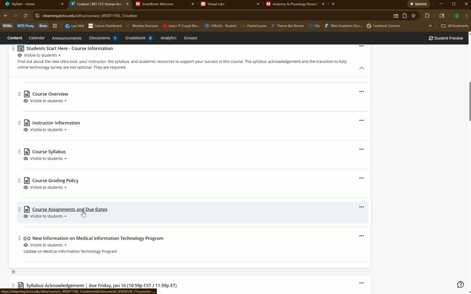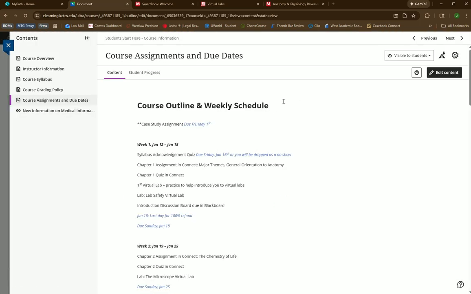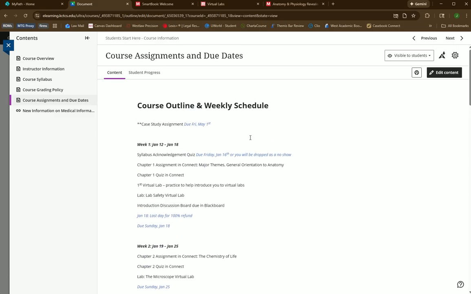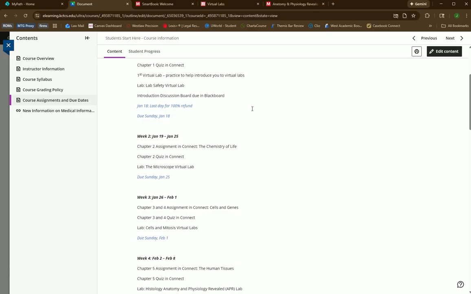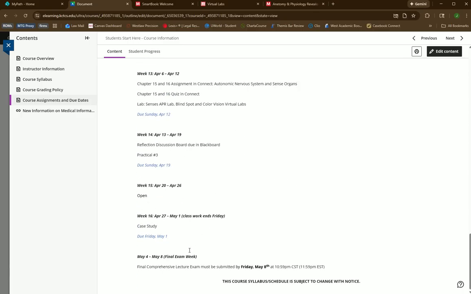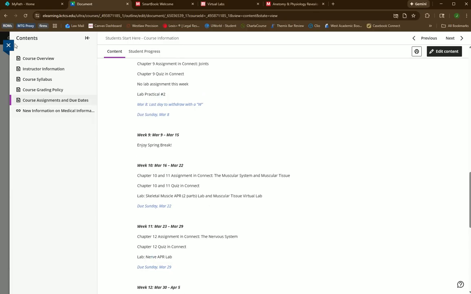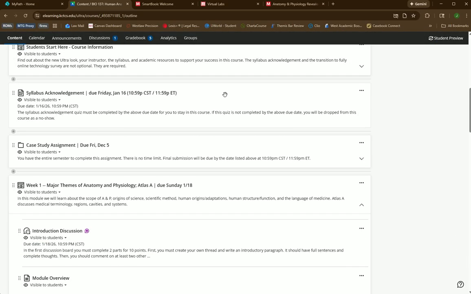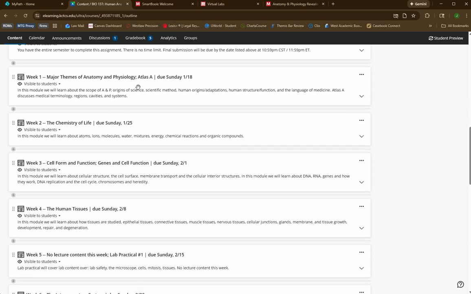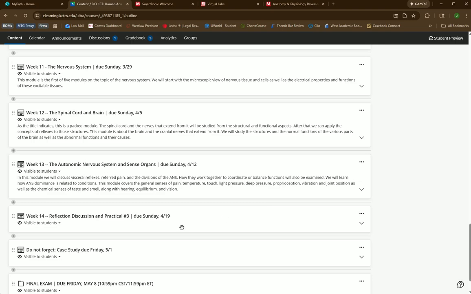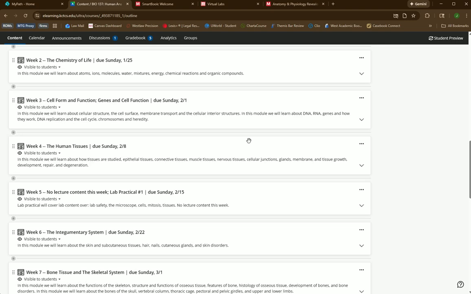Course assignments and due dates. So if you want the quick version here, you can see everything. This is also at the end of your syllabus, but if you don't feel like opening your syllabus, this is a really easy place to go to see what's expected of you each week with due dates therein. And then if you don't want to do that either, every single week is broken down with due dates in these module formats that you are expected to complete each and every single week.